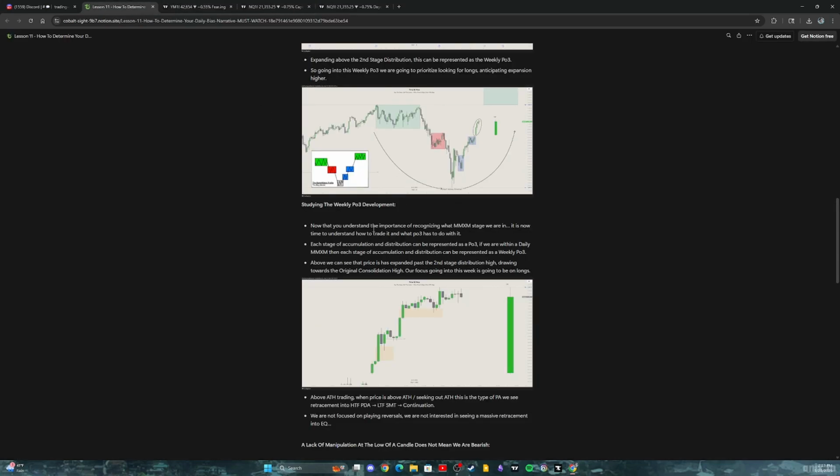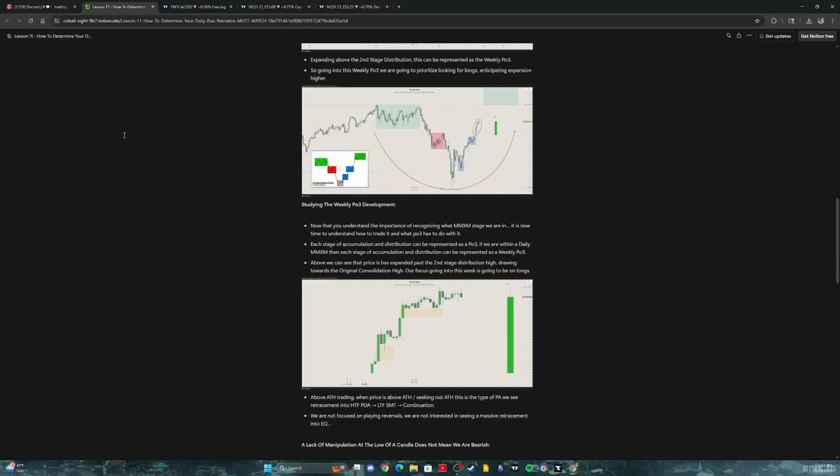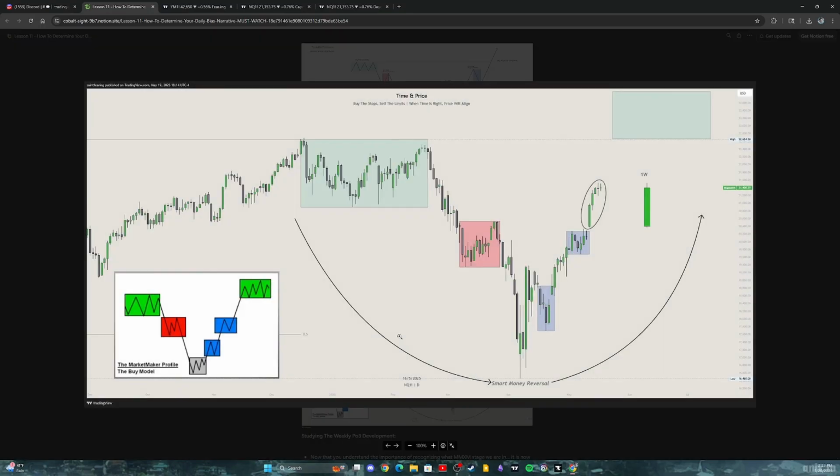So now that we understand the importance of recognizing what market maker model stage we're in, it is time to understand how to actually trade that. Of course, it's great to understand that we're overall bullish on the daily time frame, and that we have ultimate draw on liquidity at the original consolidation high. But how do we actually trade that? Because the majority of you are taking trades based off of the 1 minute, 5 minute, or 15 minute time frame. So just having an overall bullish bias on the daily time frame doesn't help us a ton.